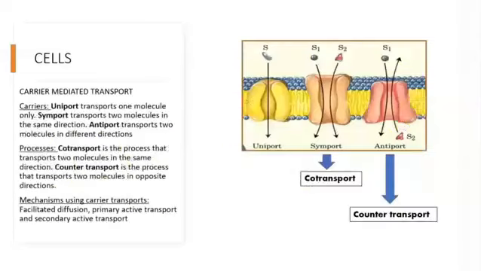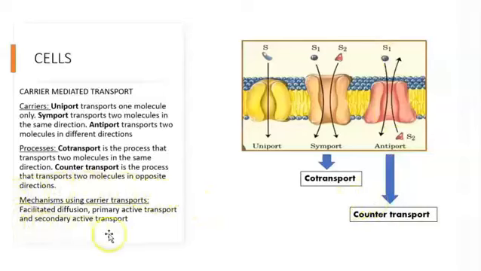If we scroll down, we have that there are 3 different kinds of carriers. There are going to be uniports, symports, and antiports. Uniport transports only one substance across the membrane. Symport transports 2 different ones, but they are transported in the same direction, and therefore that process is going to be called co-transport. Antiport transports 2 things, but these 2 things are going to be transported in different directions, meaning one outside the cell and the other one inside the cell. That process is going to be called counter-transport.